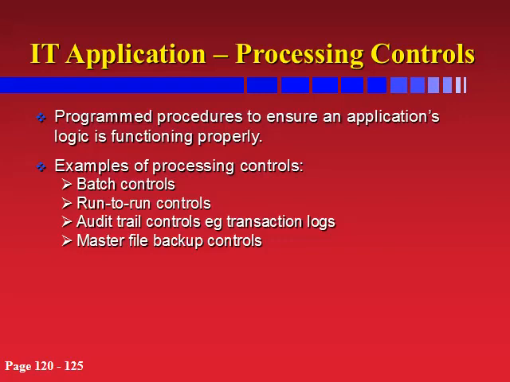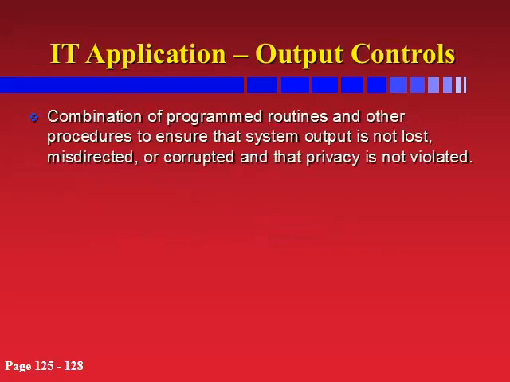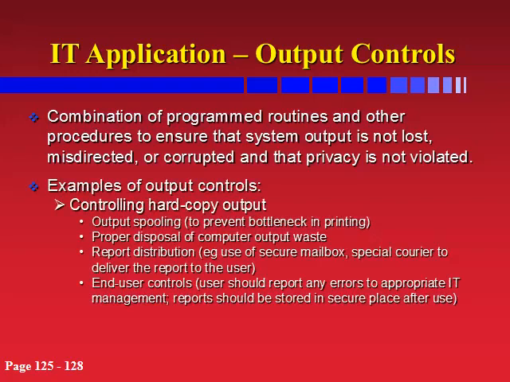And finally, output controls are a combination of programmed routines and other procedures to ensure that output from the system is not lost, misdirected, or corrupted. Where information generated is confidential, its privacy should not be violated. Examples of output controls include controlling the hard copy output and controlling digital output.